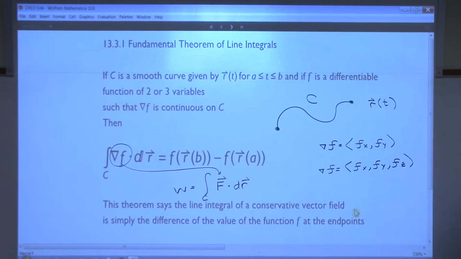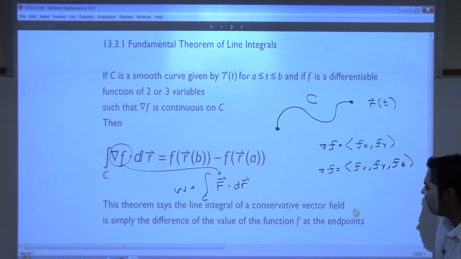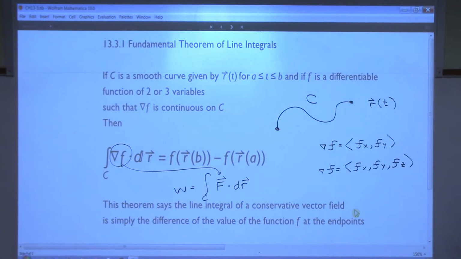This theorem also says in some way that the line integral of a conservative vector field is simply the difference of the value of the function little f at the endpoints. What does that mean? Do y'all remember what it meant for a vector field to be conservative?